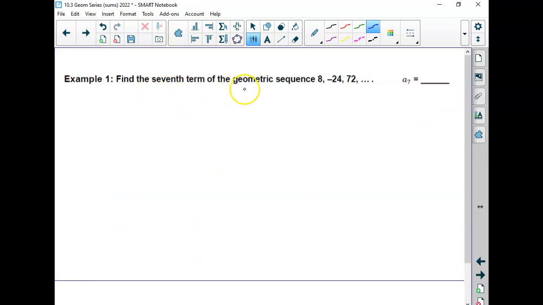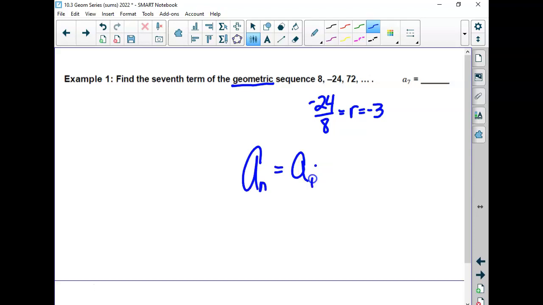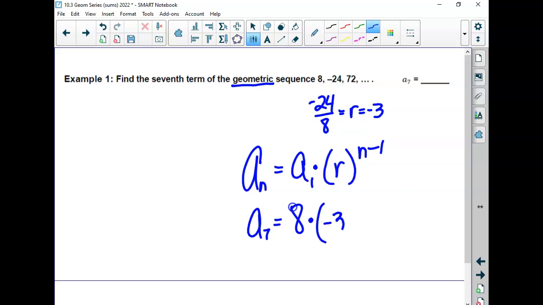All right, find the 7th term of the geometric sequence. So they're telling us that they are multiplying by something. So we can take any term, divide it by the previous term, and that will give us r is -3. To find the 7th term, we could find the 6th term, okay? But the general form, remember, for geometric is this. So to find the 7th term, we can say the first term, which was 8, is multiplied by -3, 7 minus 1 times.